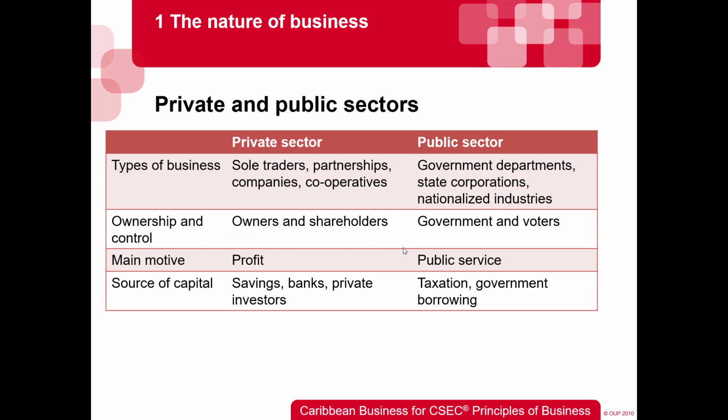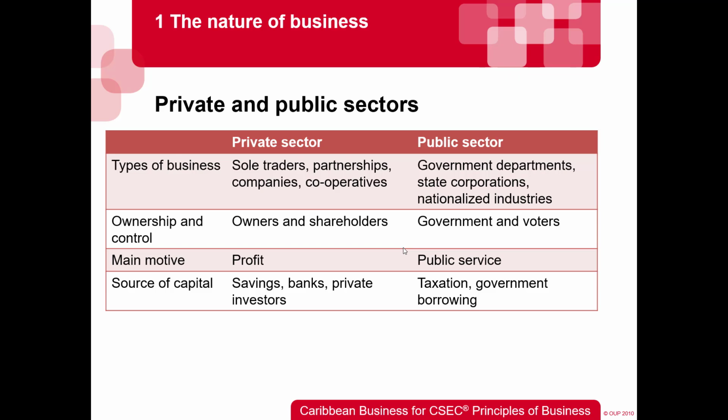Whereas in the private sector, nobody is going to go into business to make a loss. If they're making a loss, of course, they're going to shut down. They're not in this for charity. So the main motive for private sector businesses is profit, whereas for the public sector, the main motive is the best interest and welfare of the citizens, of the public.